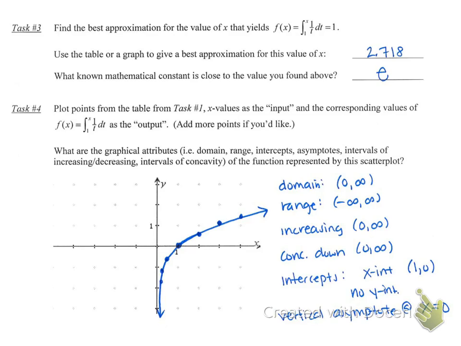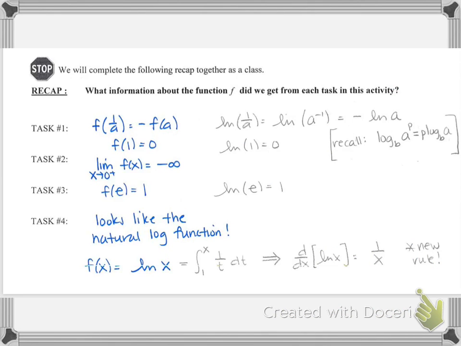Then when we finally put all this together, where we plot the points from the table on the previous graph, and we look at the domain and the range and how it's increasing, or concavity and the intercepts and the asymptotes, we get this shape, which hopefully looks pretty familiar, right? And now at the very end, we're going to put it all together, and it looks like with all of the features that we saw, when I input the reciprocals, I get the opposite value out. When I input 1, I get 0.